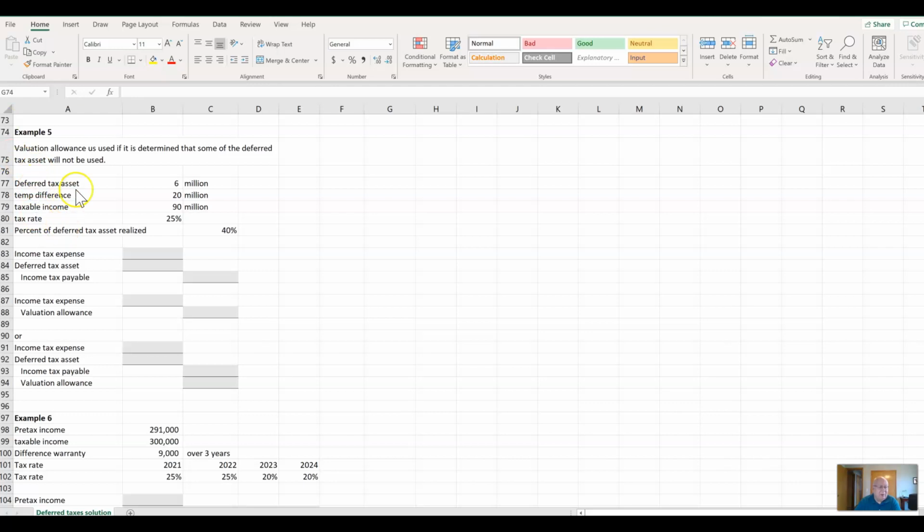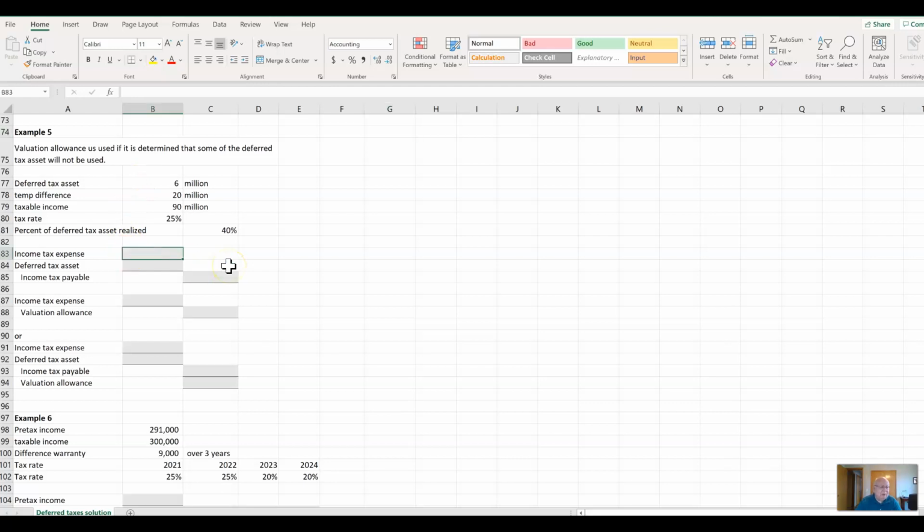So what we have here is a deferred tax asset of $6 million, a temporary difference of $20 million, and taxable income of $90 million. The tax rate's 25% again. But this time, the company has only estimated that they're going to be realizing 40% of the deferred tax asset, which means 60% will not be. And we want to show you how to take care of that.